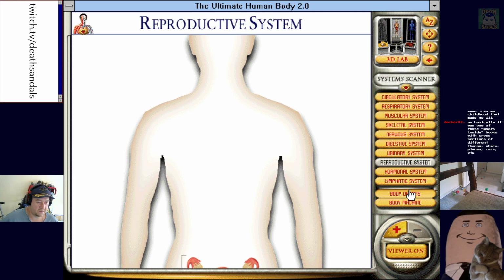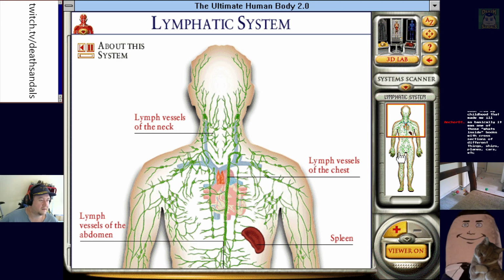Where else can we go? The lymphatic. I don't really know much about lymph nodes. The lymphatic system is a collection of organs and tissues which collect excess fluid or lymph from your body and transport it back to the heart. Oh, that's what it's for. The lymphatic system also helps to defend the body against infection.